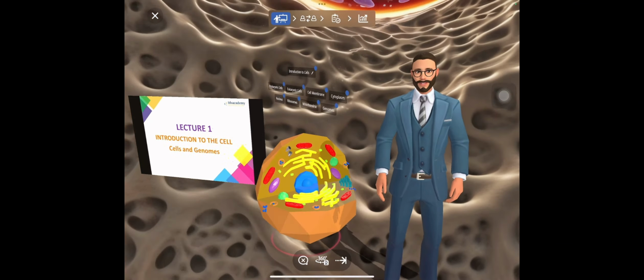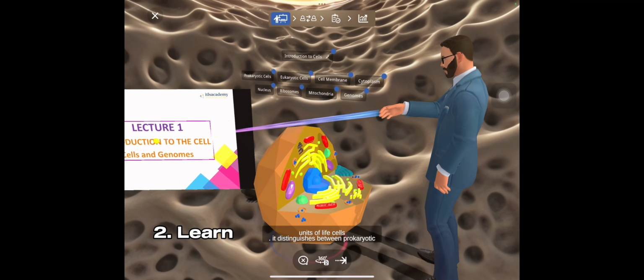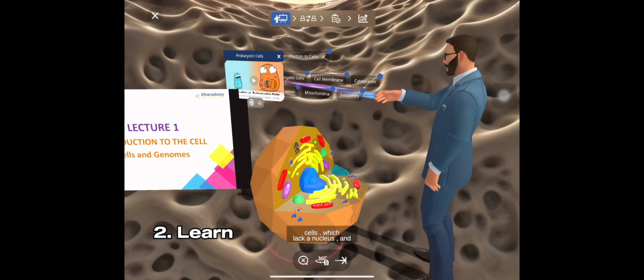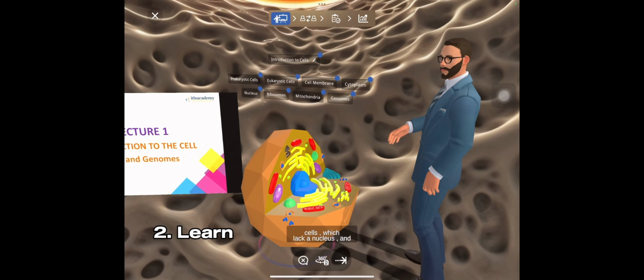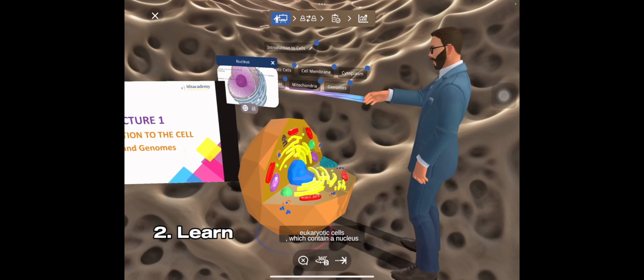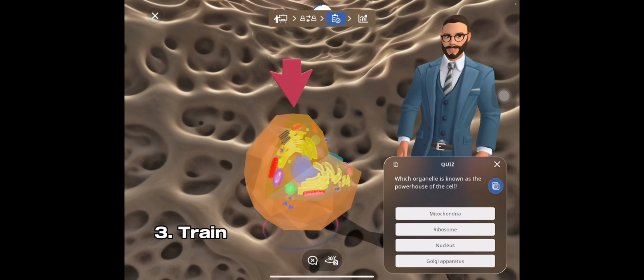The presentation delves into the fundamental units of life, cells. It distinguishes between prokaryotic cells, which lack a nucleus, and eukaryotic cells, which contain a nucleus. Which organelle is known as the powerhouse of the cell?